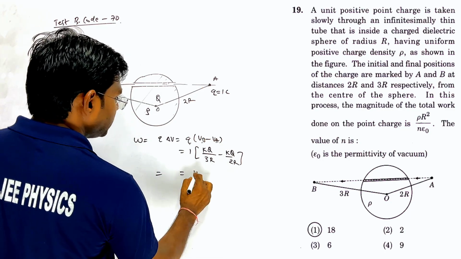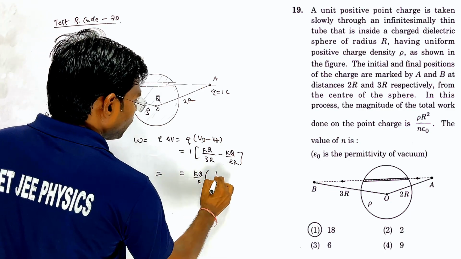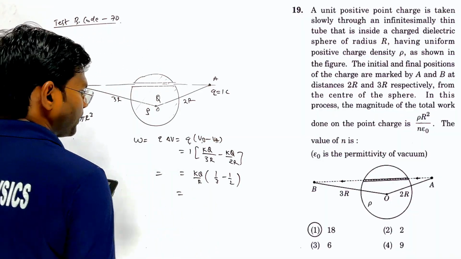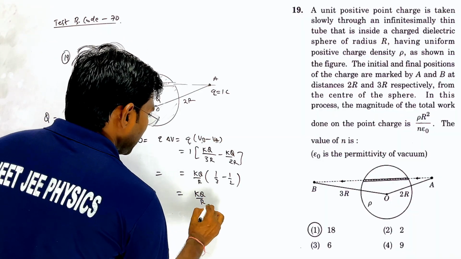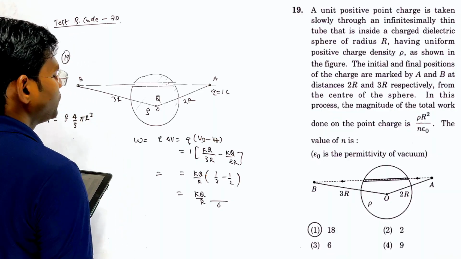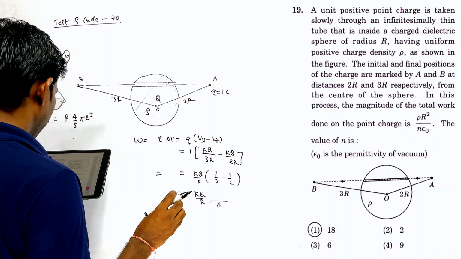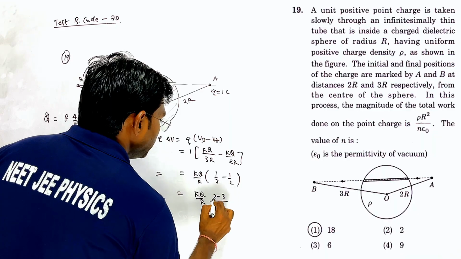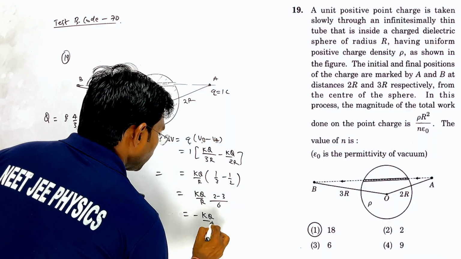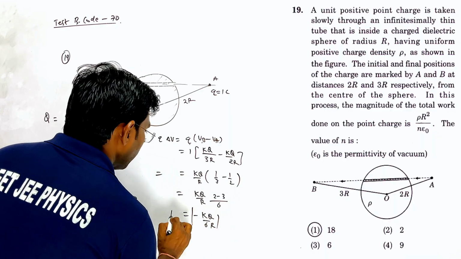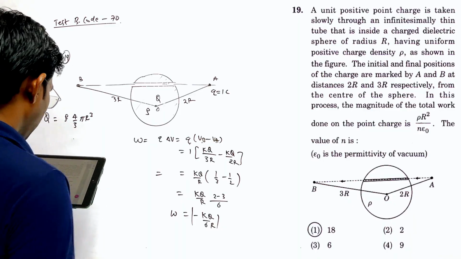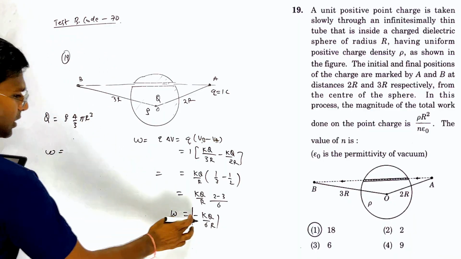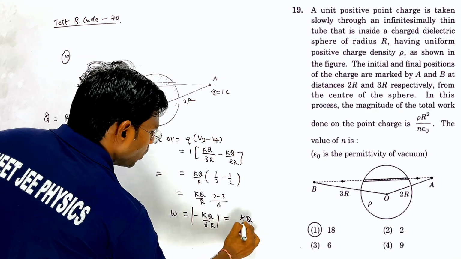If you simplify this, kQ upon R, 1 upon 3 minus 1 upon 2, right? So then what will you say? It is kQ upon R, 6 is the LCM, from A to B, and this is 2 minus 3, equal to minus kQ upon 6R. So if you take the magnitude, the work is equal to kQ upon 6R.